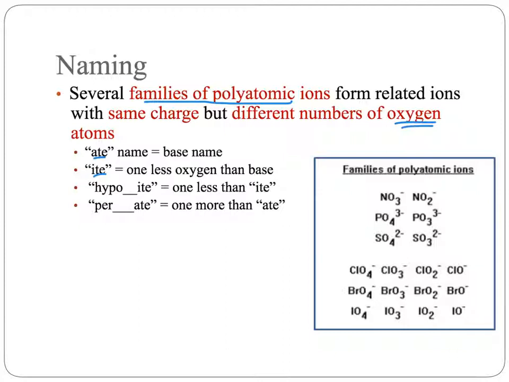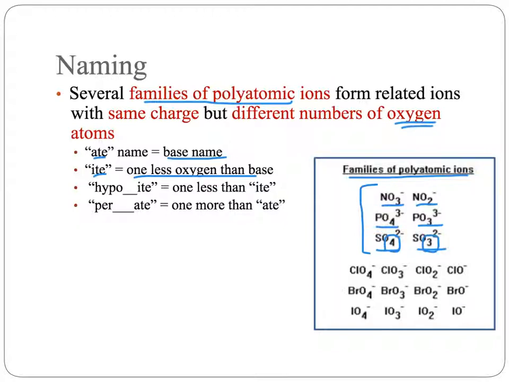So for example, over here on this diagram, we have nitrate and nitrite. They both have the same charge, but you see one is NO3 and the other one is NO2. Below that we have phosphate and phosphite. Again, the same charge of a -3, but a different number of oxygen. Then we have sulfate and sulfite. Sadly, there is no correlation between the ions that are called ates and the number of oxygen. The ate just refers to the base name, and the ite has one less oxygen than that base. So you can see that sulfate has 4 oxygen, sulfite has 3.